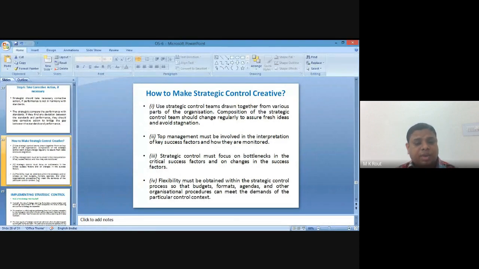The next is flexibility must be obtained within the strategy control process so that the budget, format, agenda of companies and other organizational procedures can meet the demand of a particular control context. That is why you must adopt flexibility in human resources, flexibility in productivity, flexibility in quality control, flexibility in logistics, flexibility in dispatching, flexibility in sales. That should be very much present whenever you implement the operation control process. So that's all from my side. Any doubt you can ask.